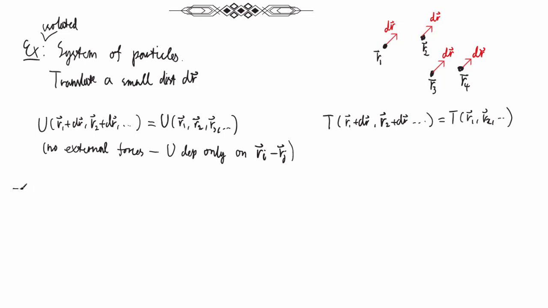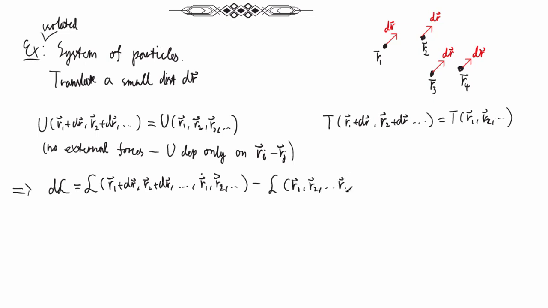So what does this mean? Well, it means that if I calculate the change in the Lagrangian, dL, there's going to be the Lagrangian now that depends on r1 plus dr, r2 plus dr, etc., and also the velocities, minus the Lagrangian at the original position. That's going to be equal to 0.